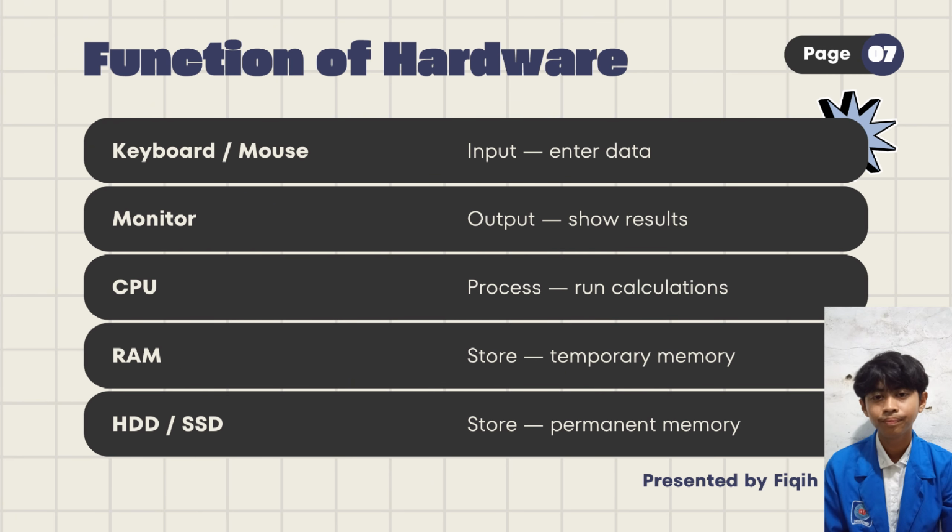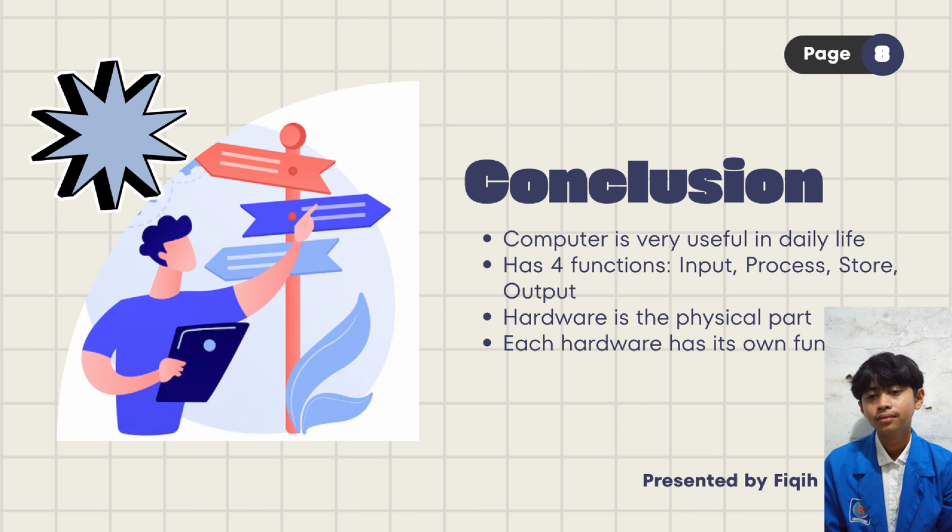Next, closing. To summarize, computers are essential in daily life. They perform key functions, and hardware is what makes it all possible. Each component has its own role, and they all work together to create the experience we use every day.